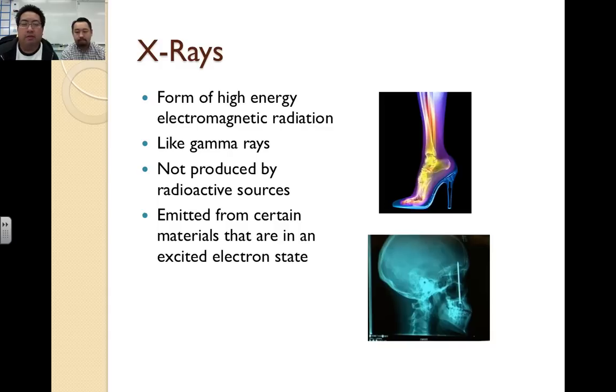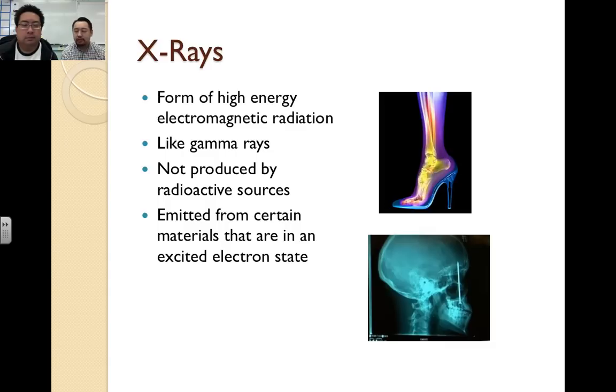X-rays are another form of radiation. They're a lot like gamma rays in that they're energetic, and it's just energy with no charge or particle associated with them. But they're not produced by radioactive sources. Instead, these are generally emitted just by materials that have an excited electron state.